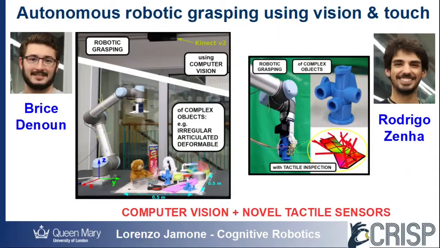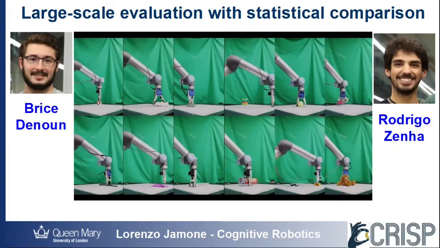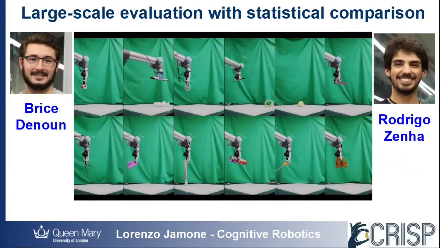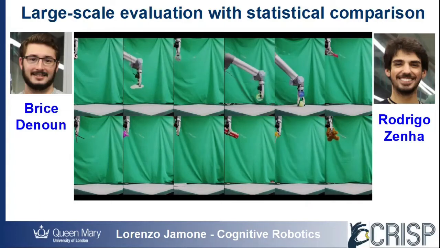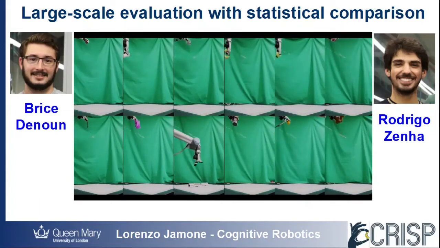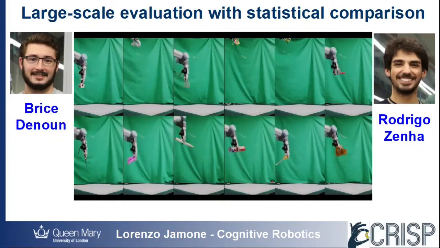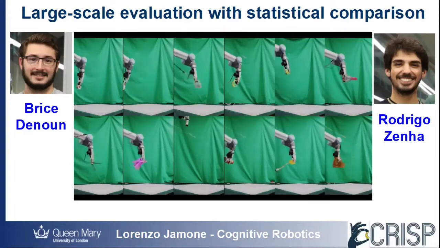We use human-inspired strategies for the robot to grasp objects for which we do not have any prior information. We don't know where the objects are, what their shape is, if they are hard or soft, and we collect all this information in real time using both cameras and tactile sensors. We test different solutions on a large number of different objects, and we compare them against each other using statistical analysis, so that we can really understand which solution works best and why.